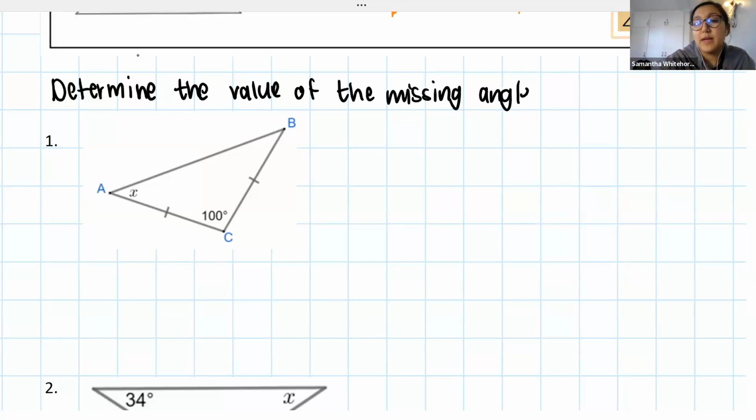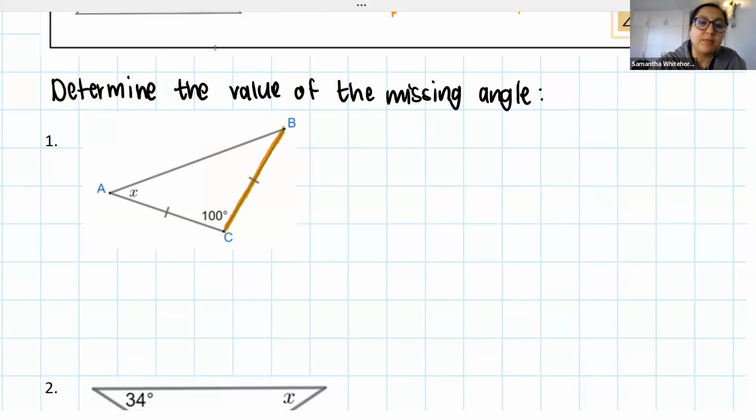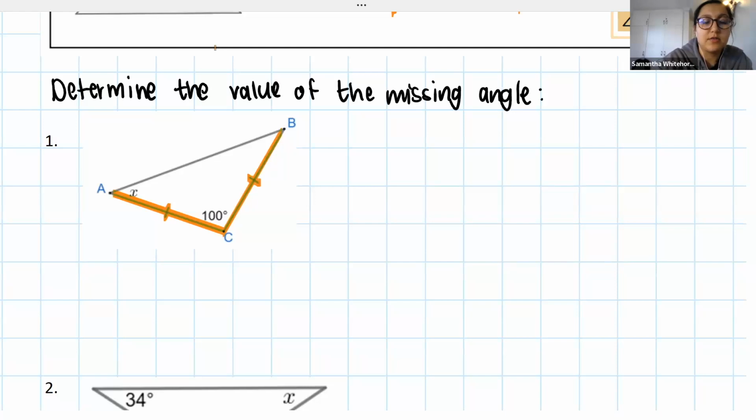Sometimes we say of the lowercase letters. I'm just going to go with that for now. All right, to start off with, I'm first going to identify what information I have. Well, I know that BC is equal to AC. I know that because I've got these lines on the sides, and because I've got those lines on the sides, I know that they're equal.